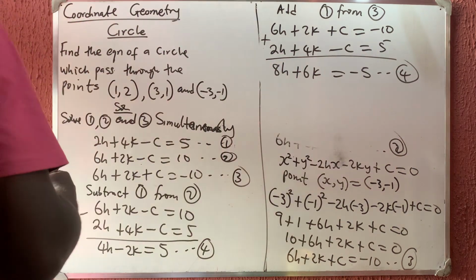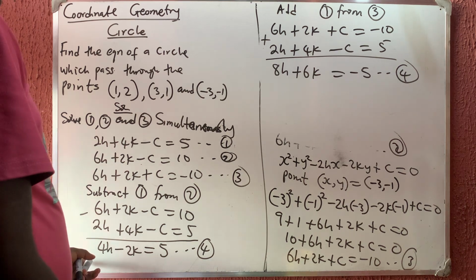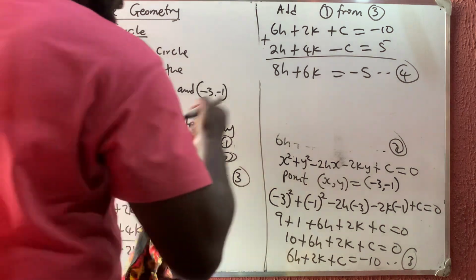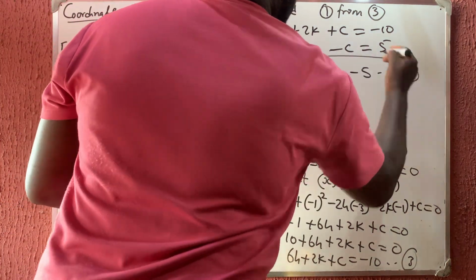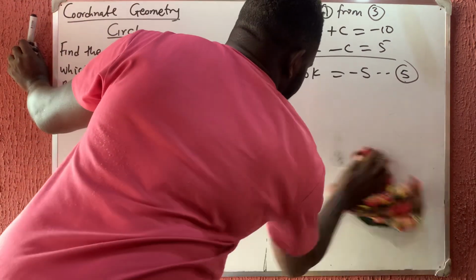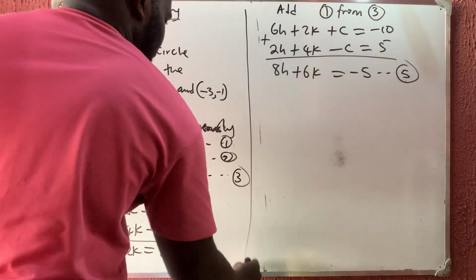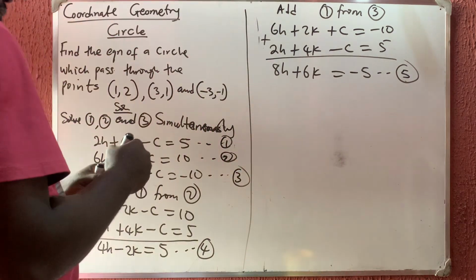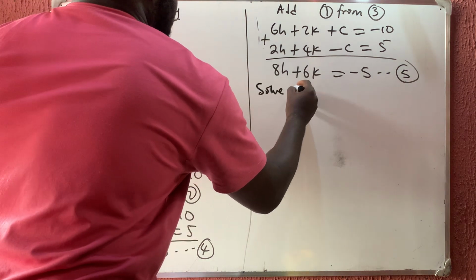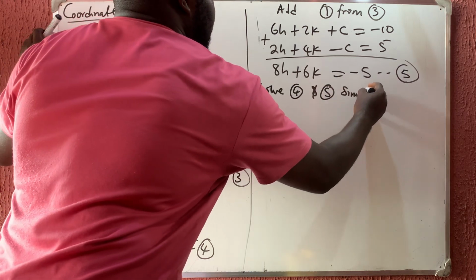So let us now solve equations 4 and 5 simultaneously. Sorry, this is 5. Equations 4 and 5 simultaneously. Sorry about the error. So solving 4 and 5 simultaneously, use the same method of simultaneous equations you know. So solve 4 and 5 simultaneously.